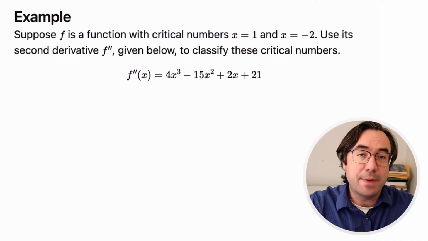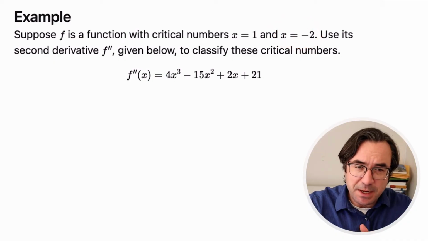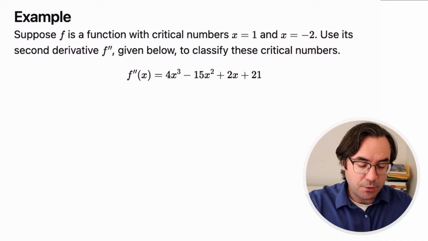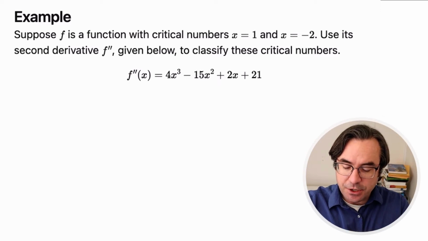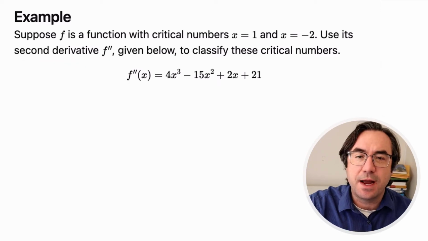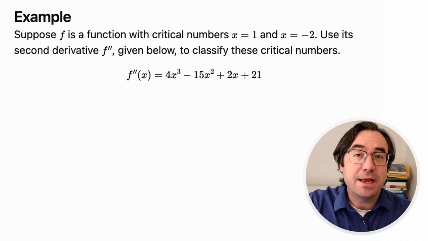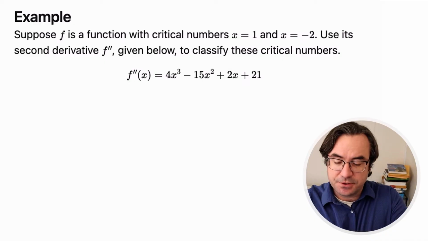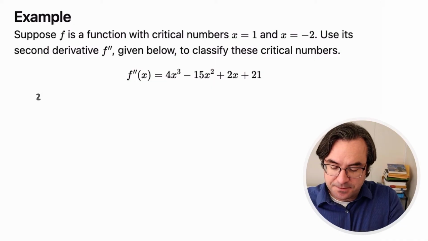So we want to classify these critical numbers. What's going on at x equals 1? Is it a min or a max? Same thing at x equals -2. We know something special could happen there, but we want to know, is it going to be a min or a max? And we're going to use the second derivative, f double prime, which has already been calculated for us, to actually classify these critical numbers.